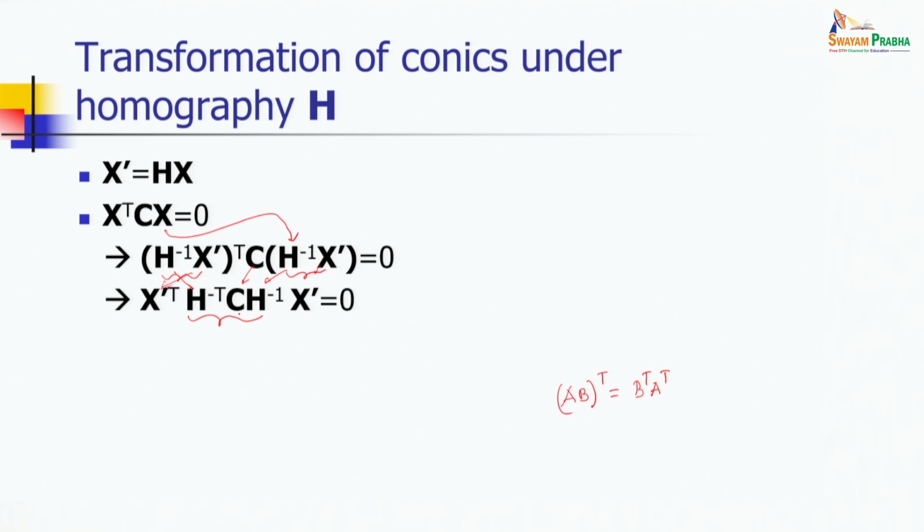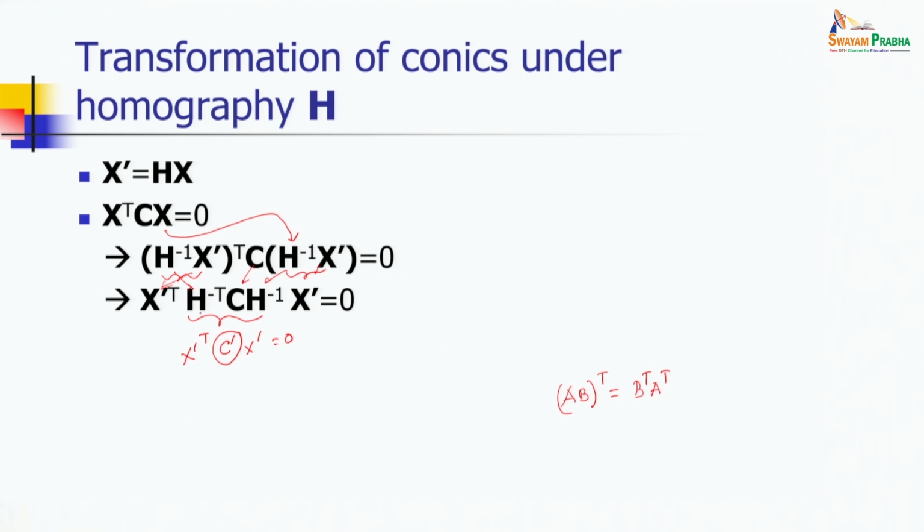First thing is that this is a 3 cross 3 matrix. This can be considered as say C prime itself. So, you have x prime transpose C prime x prime equals 0. So, it looks like a conic, only thing is that this C prime also has to be symmetric.